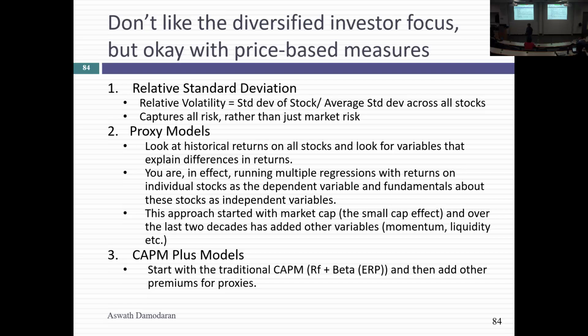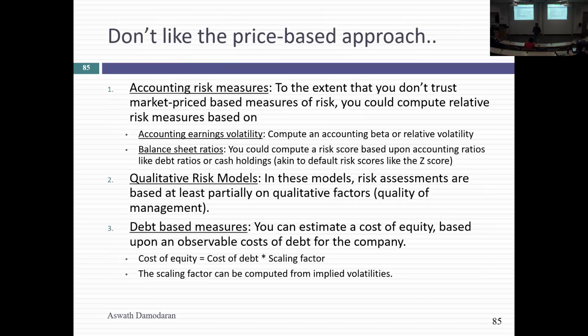They start with the risk-free rate plus beta times the risk premium. Then they say, you know what, I'll add a small cap premium. I'll add a premium to reflect the fact that investors are not diversified. Okay, so you got your risk into the picture. If you don't trust prices, then you're kind of stuck because you have to come up with something different. And each of the choices comes with problems.